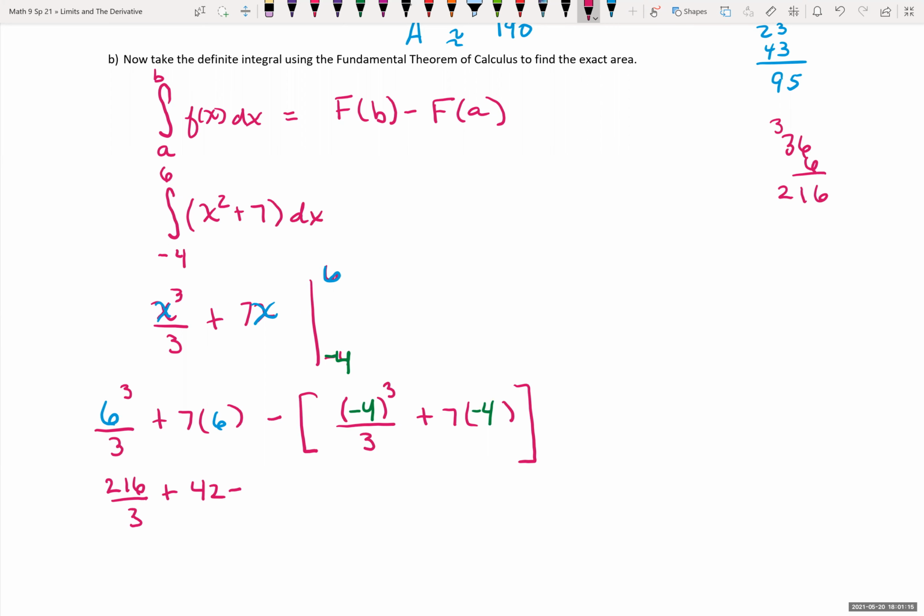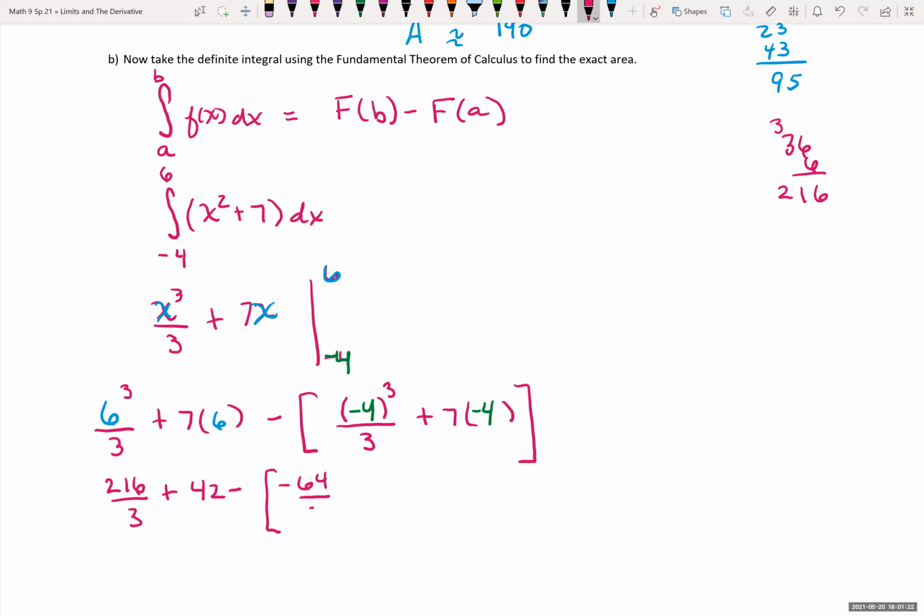Well, -4 times -4 is positive 16. 16 times -4 is -64. So it's -64 over 3 minus 7 times 4, which is 28. Notice when we distribute our negative, both of those terms become positive.